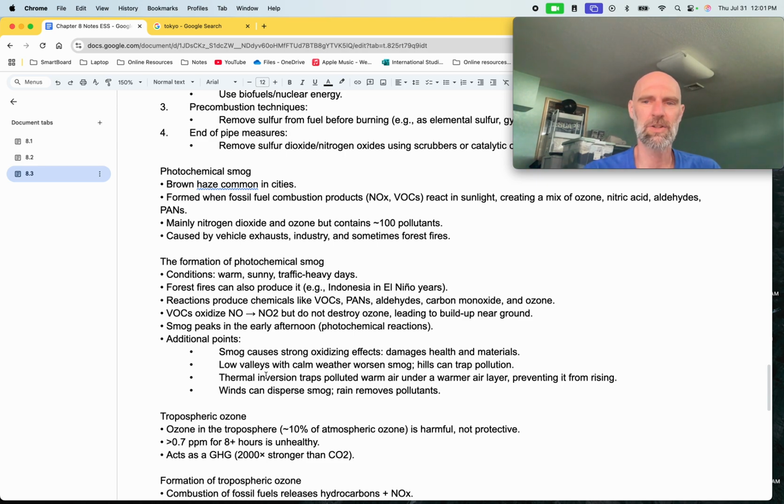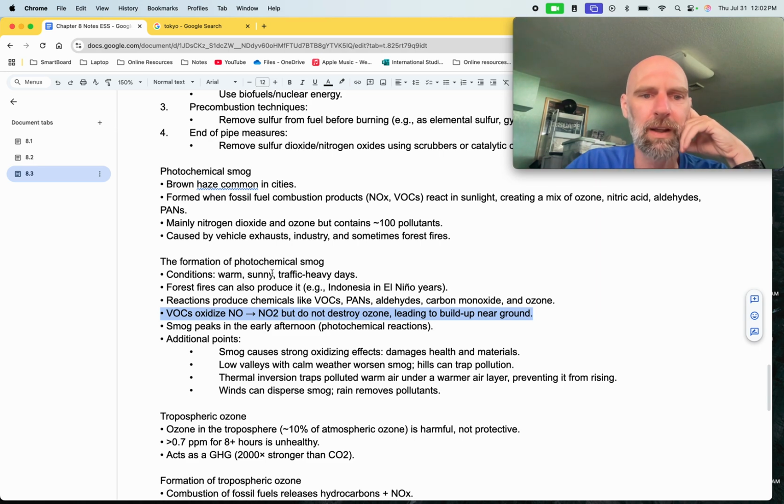VOCs oxidize nitric oxide into nitrogen dioxide, but do not destroy the ozone, leading to buildup near ground level. So keep this in mind. So that nitrogen dioxide, you start having that ozone really occur at the ground level.